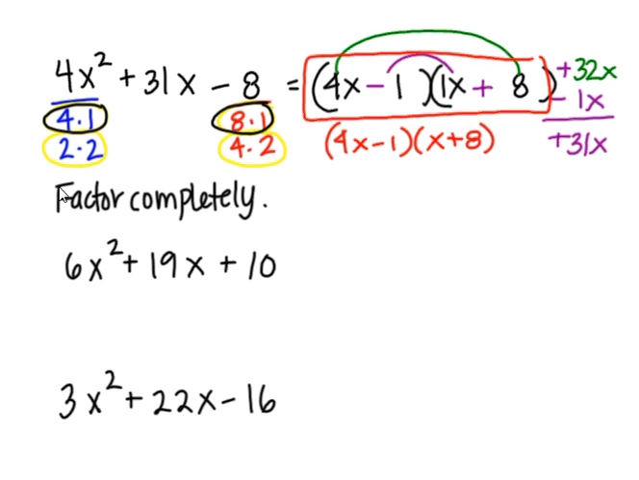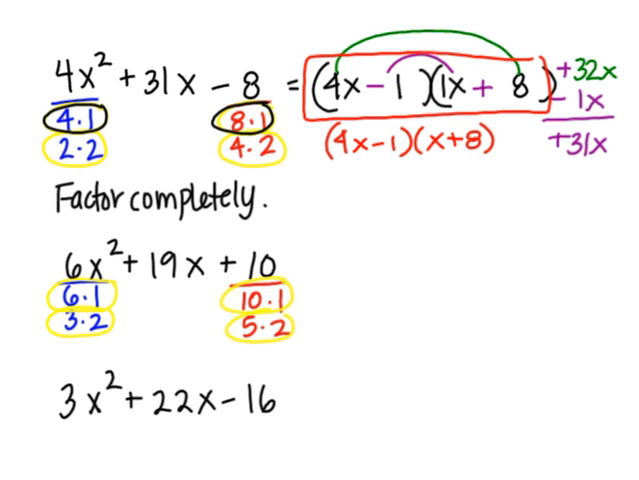My factors of 6, the number in the front, would be 6 and 1 and 3 and 2. And my factors of 10 on the back are 10 and 1 and 5 and 2. Looking at my factor pairs, I've got a 6, a 3, a 10, and a 1. Those are all my big numbers. So let's try that 6 with the numbers from the back.